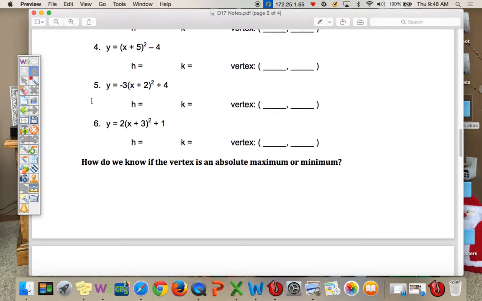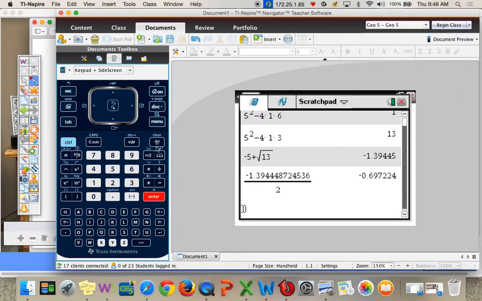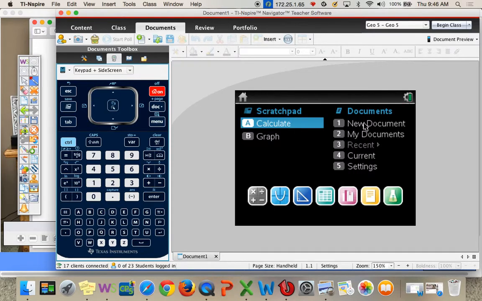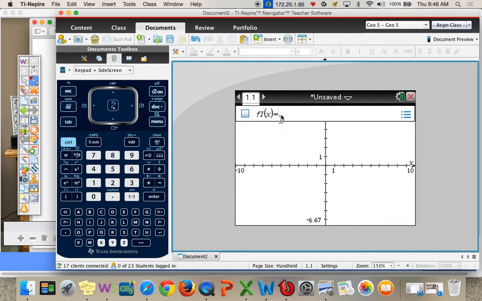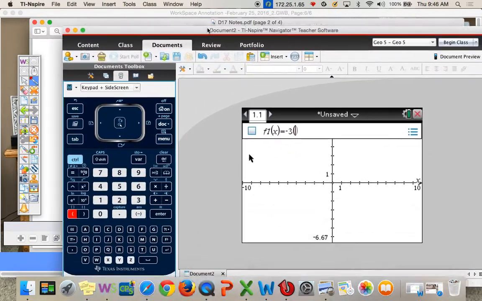And then let's take a look at these ones right here. This vertex right here would be -2, 4. What does the -3 do to the graph? Well, it makes it upside down, and the 3 makes the slope really steep. So we could graph that and see what it looked like. Let's try that. Let's add a new graph page. So we have our -3, and we have our x plus 2 squared.